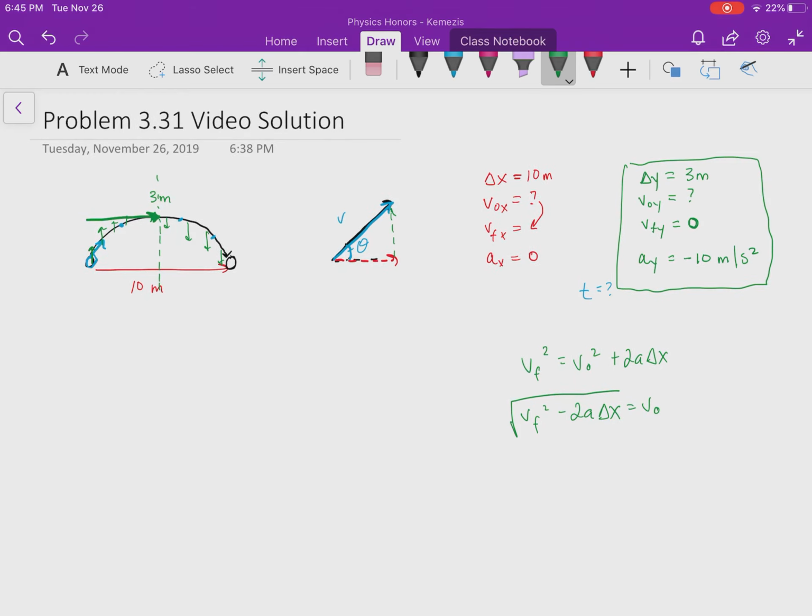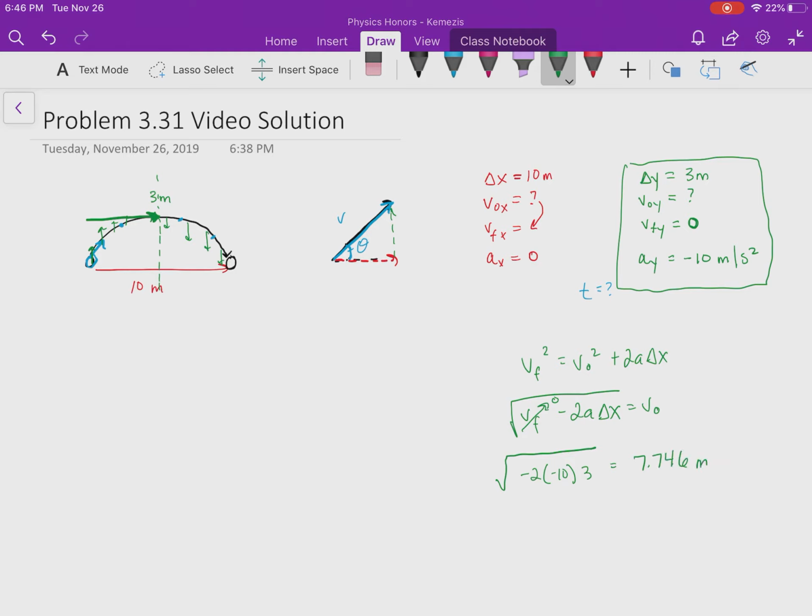I'm going to take the square root of that side. So if we plug in, I'm going to get the square root of vf squared, which is 0, right? So I'm going to get a -2 times -10 times 3. I understand that we have a minus 2a delta x over there underneath, but because it's -2 times -10, we get rid of that negative sign, which means we are allowed to do that math, because if you have a negative under a square root, you cannot take it. But we have 2 times 10 times 3, and then we take the square root of that.